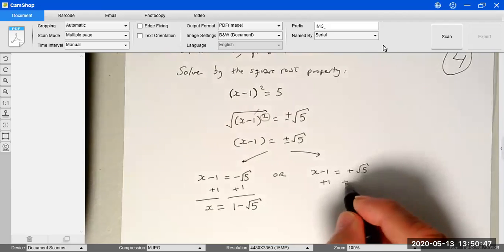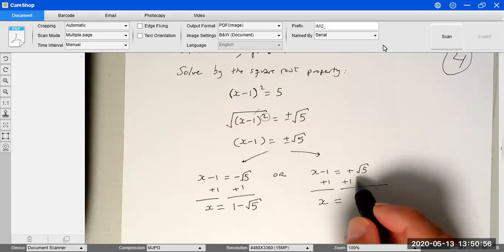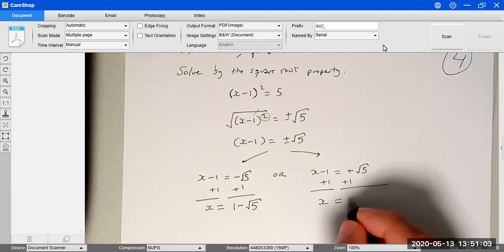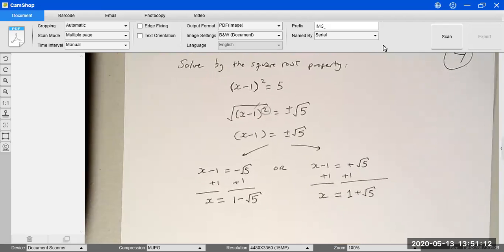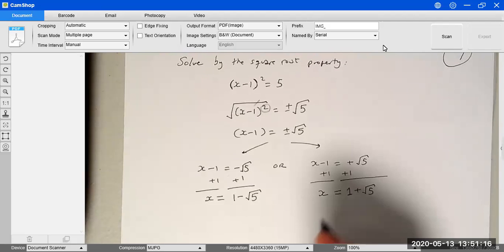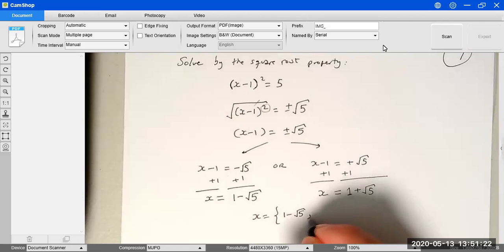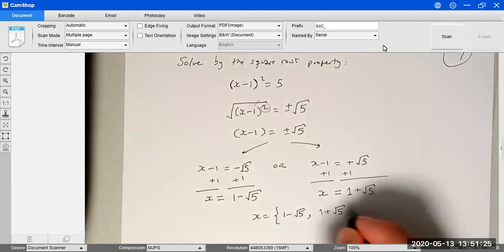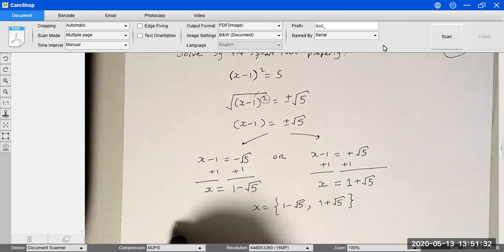The same thing on this second equation. We're going to add 1 to both sides of the equation. Again, we can cancel negative 1 and 1 here, so you get x on the left-hand side. But on the right-hand side, we have a radical and a number which is not a radical, so we cannot combine them, and we need to write them apart. I write first the non-radical part and then the radical part, which is plus square root of 5. And that's it. We cannot do anything else. So we write the solution as 1 minus square root of 5, comma, 1 plus square root of 5. Those are the solutions for this problem.